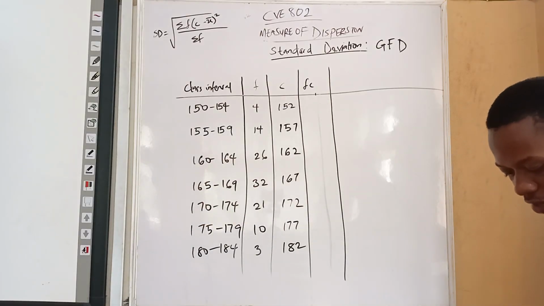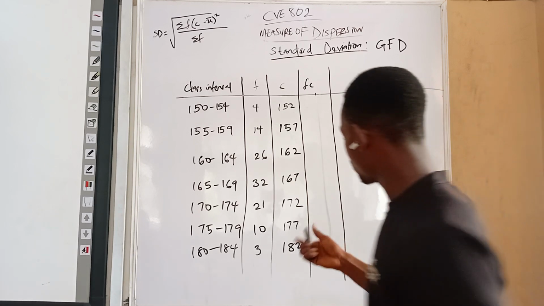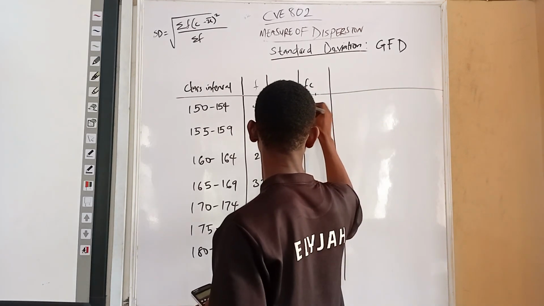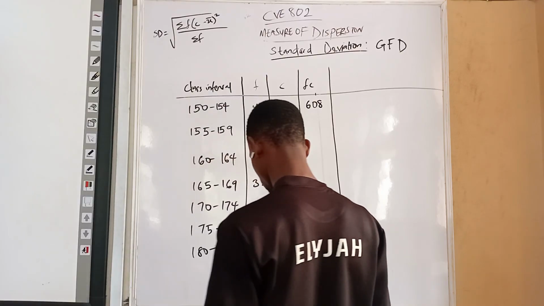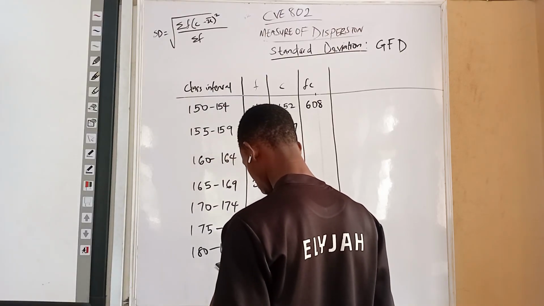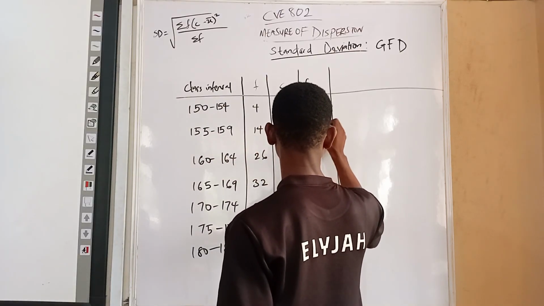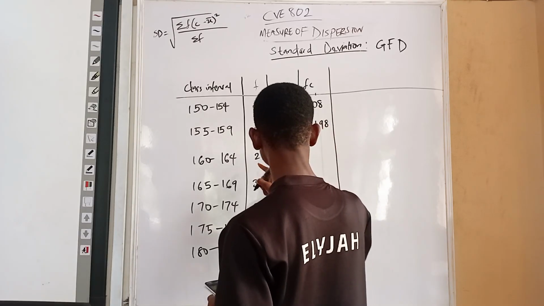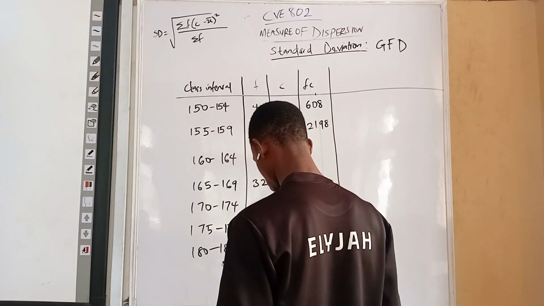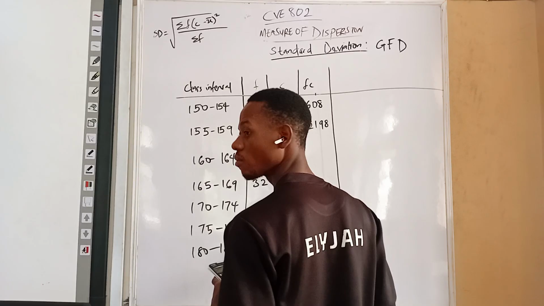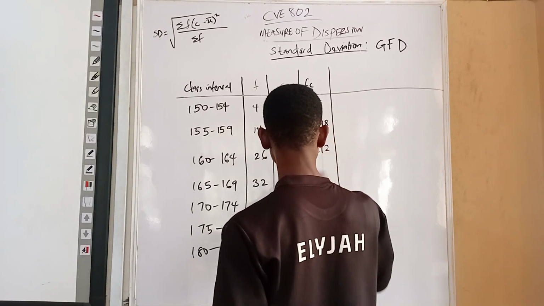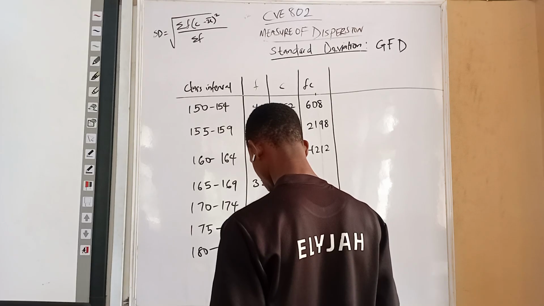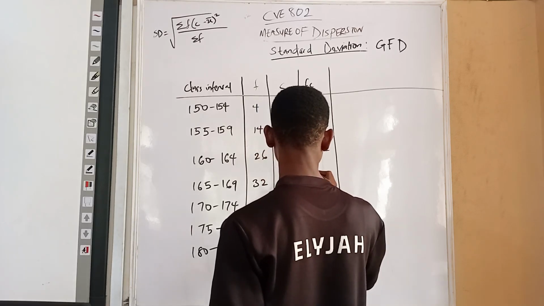152 multiplied by 4. 608. Then the next one, 14 times 157. 2198. Okay. Then the next one, 26 times 162. 4212. Okay. Then the next one, 32 times 167. 5344.